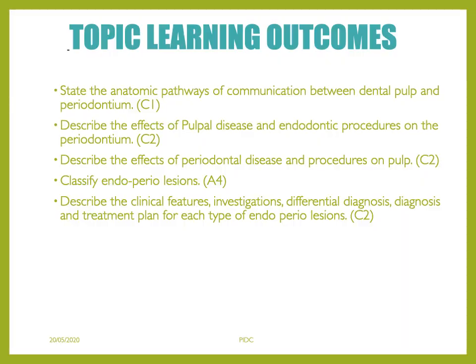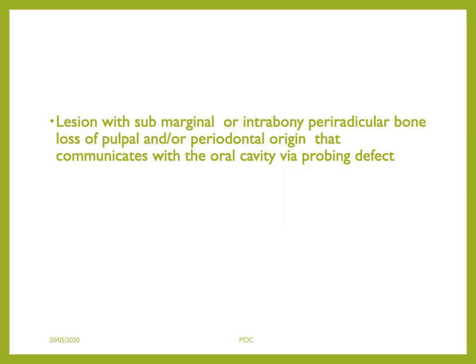State the anatomic pathways of communication between dental pulp and periodontium. Describe the effects of pulpal disease and endodontic procedures on periodontium. Describe the effects of periodontal disease and procedures on pulp. Classify endoperiodontal lesions. Describe the clinical features, investigations, differential diagnosis and treatment plan for each type of endoperiodontal lesion.